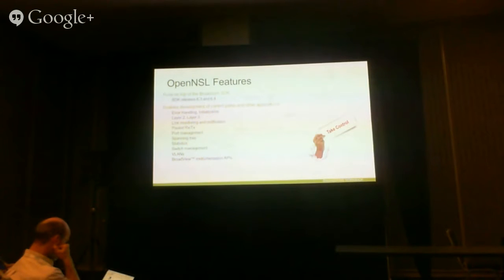What does it let you do? There are two versions of OpenNSL if you go to GitHub, and the major part of the OpenNSL version indicates the underlying SDK version. What we're using on FBOSS is an SDK 6.3 release. There's also a 6.4 release on GitHub that lets you see some of the Broadview instrumentation APIs. On each version, there's basic error handling, layer 2, layer 3, packet RX and TX, because you've got to be able to send and receive, port management, spanning tree, although it wasn't used in FBOSS, stats, VLANs, and the instrumentation APIs. This is what you can get today if you download it from GitHub.